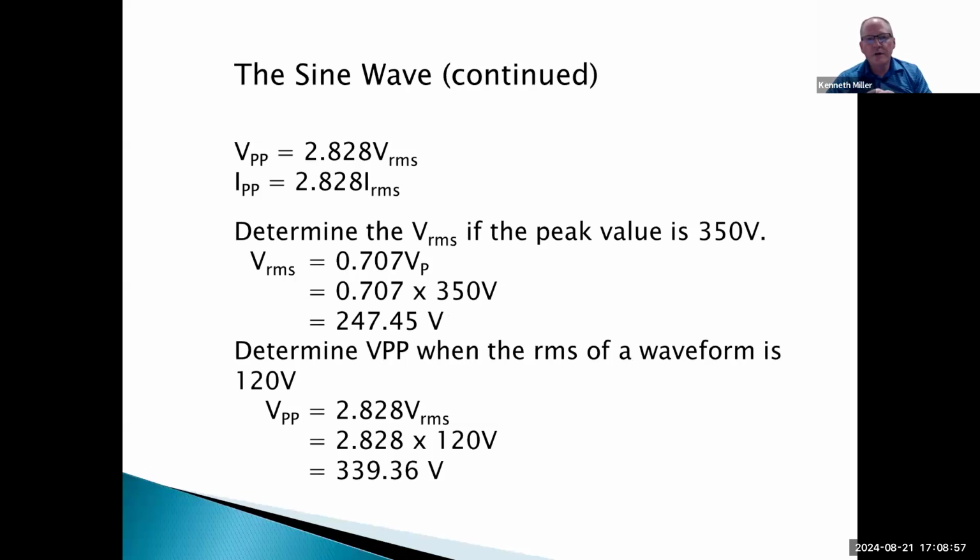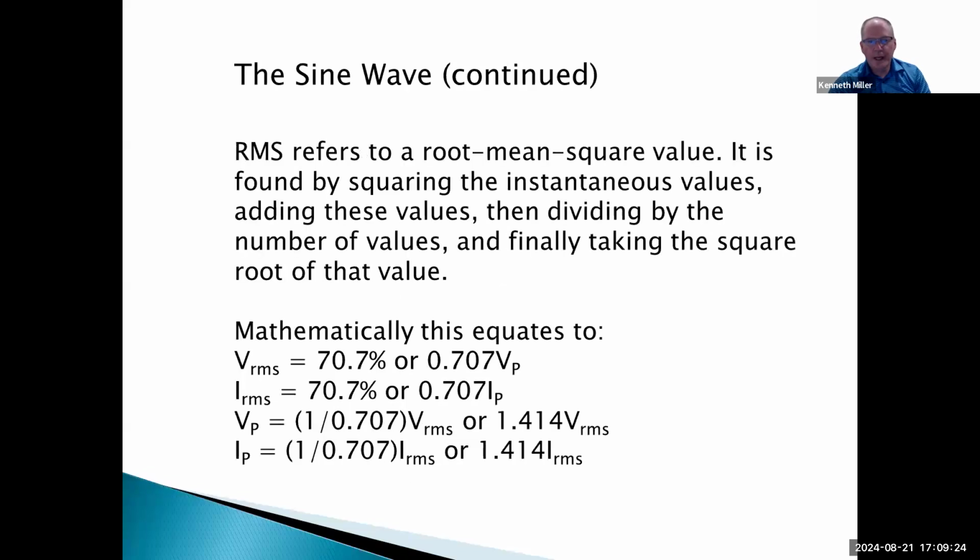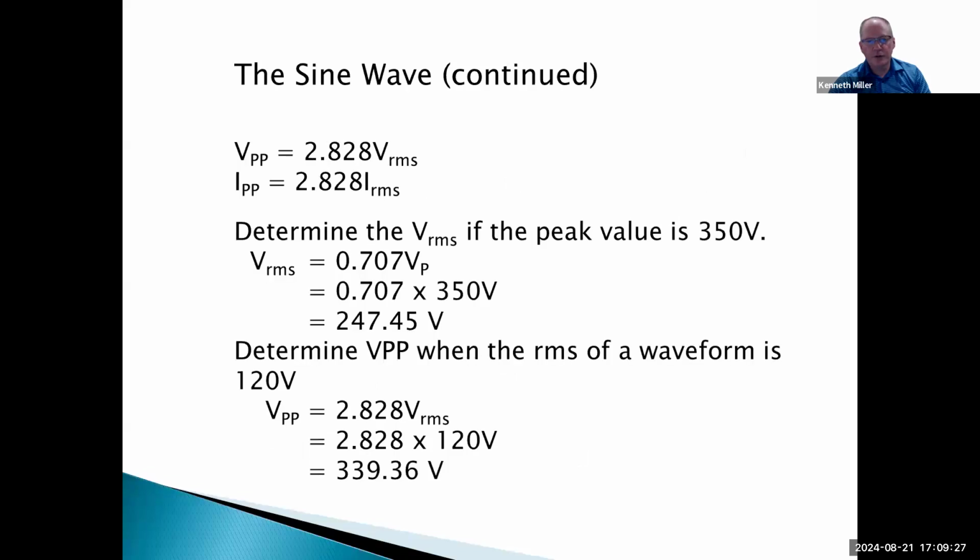If we know that we have 2.828 voltage RMS, what's the VPP? We just take it times 0.707 and we get the value. Okay, and away we go. So if the peak value is 350, we multiply it times 0.707, we get VRMS. If we want to go from VRMS, we divide by 1.414, and we get the voltage peak, right? So you can see how that works there.